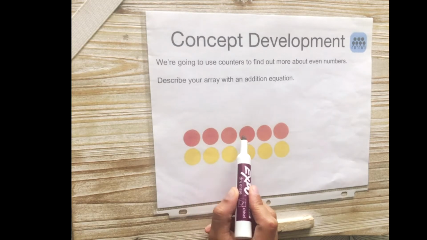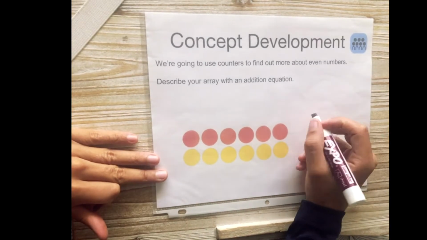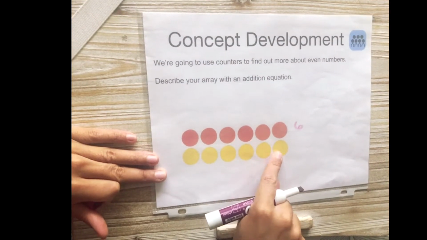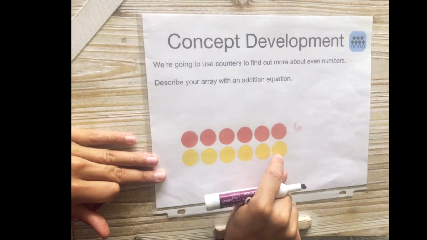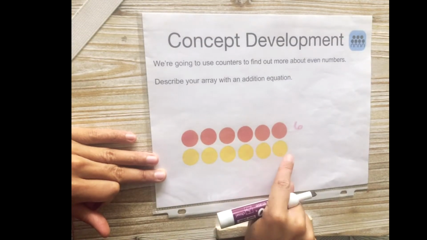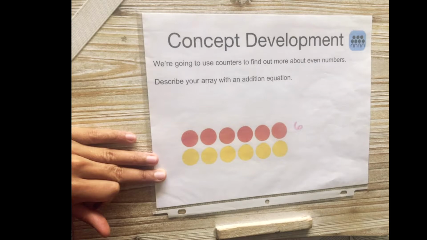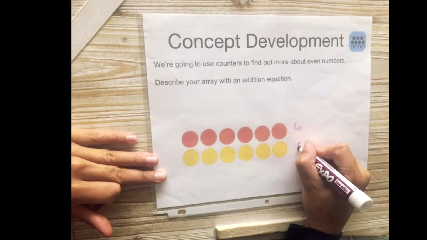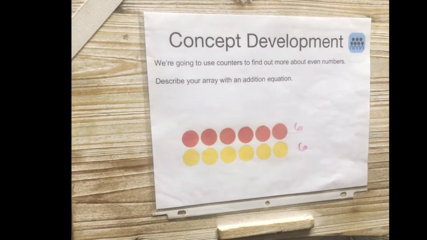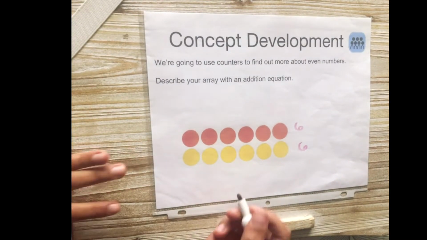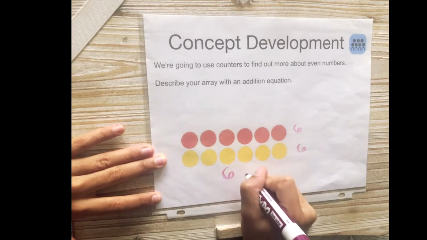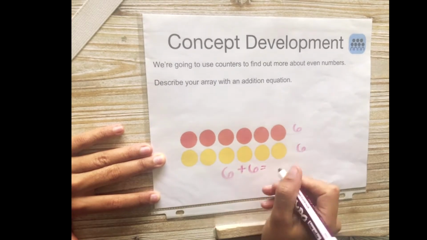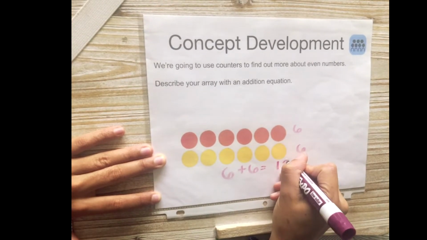1, 2, 3, 4, 5, 6. And I'm going to write that total here. Now I notice that what I see on the top is the same as the bottom. So instead of wasting time counting, I can automatically say, well, if there's 6 on top, then I know there's 6 on the bottom. Now, I'm going to write an equation to represent that. And I can write that as 6 plus 6 equals, that's a doubles fact. So 6 plus 6 equals 12.